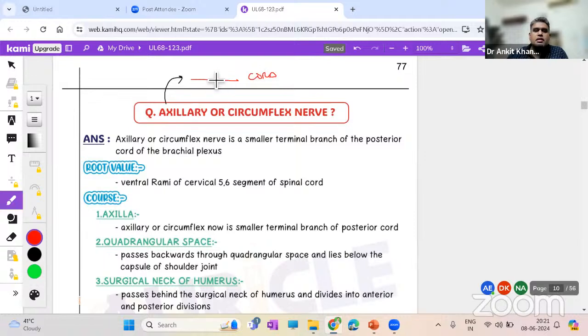This is coming from the posterior cord of the brachial plexus. Okay, so the axillary nerve is also known as the circumflex nerve, that you should know. Next thing, you have to start like this. Root value is C5, C6. It's a small nerve. It basically supplies the deltoid and teres minor, and a bit of cutaneous supply on the lateral part of the shoulder. That's it.